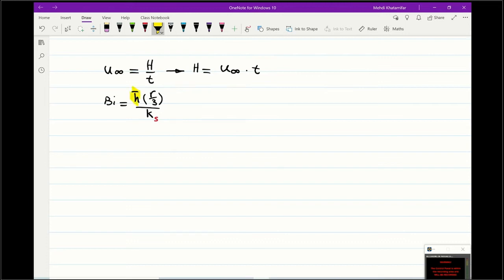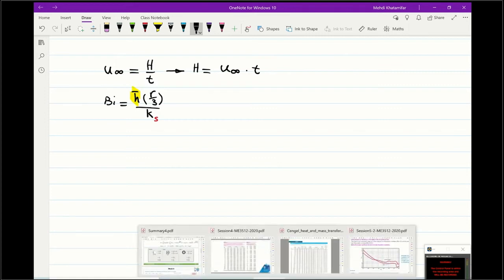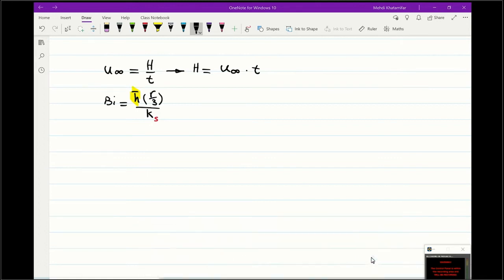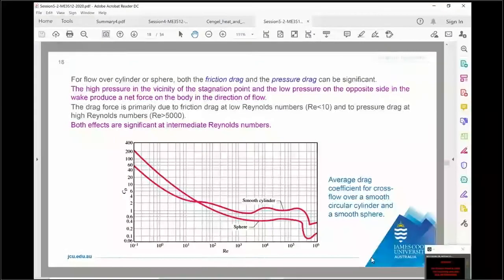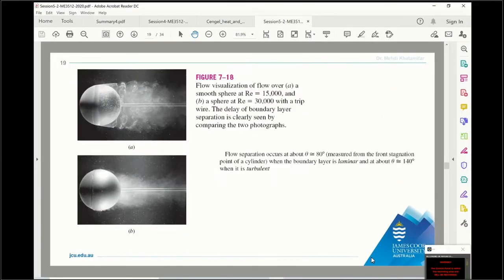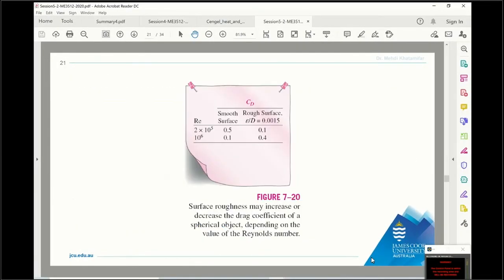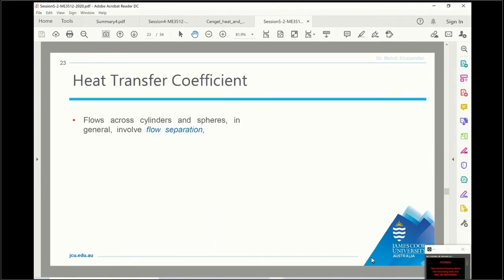We don't have h. The problem arises. We don't have h. To find h, we need to know the Nusselt number. Okay, now I need to find a formula for a sphere to get the Nusselt number. So this week's topic is going to be here. Okay, so let's see if I have a formula for the Nusselt number for the geometry of a sphere.